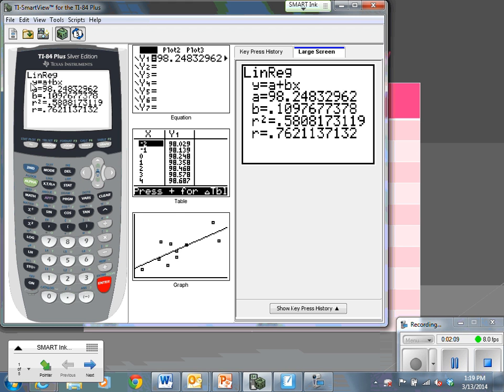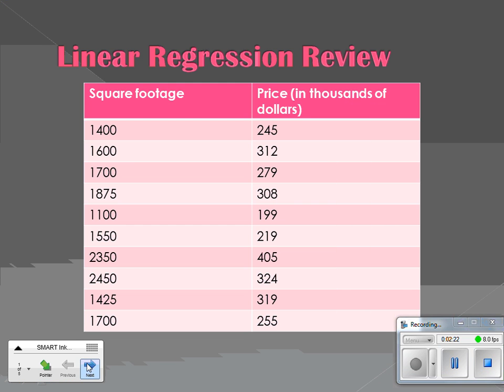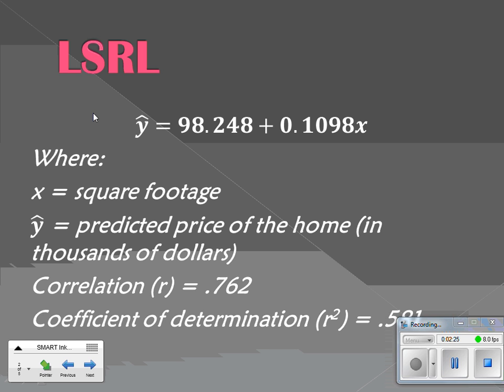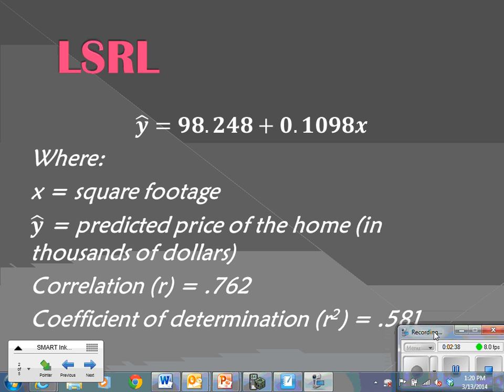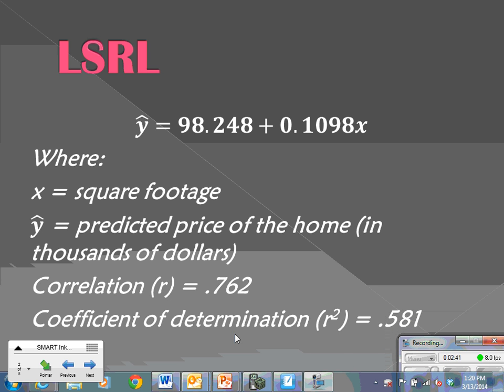Now notice here we have our slope as B and our y-intercept as A. And we also have R squared and R. When you go to write your linear equation, remember that you must use y hat and then plug in your A and your B and define your x and your y. Remember the R is correlation and the R squared value is the coefficient of determination.